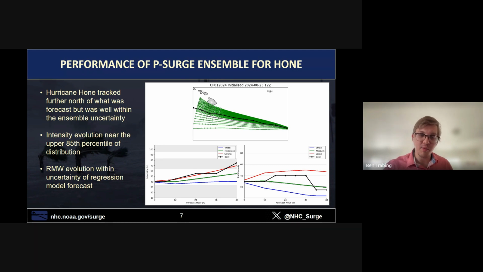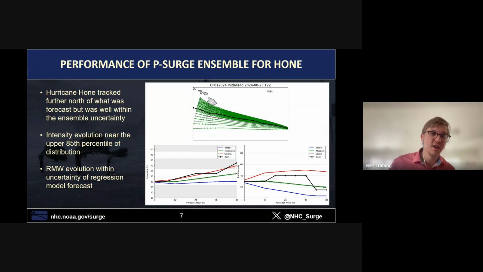The intensity was a little bit more mixed. It was near that upper bound for what we would expect based on the intensity errors from CPHC, hovering near that 85th percentile. And the RMW was pretty much always constrained within there, which was also good to see. There were really good forecasts all the way across the board. The only time it didn't do quite a great job was 12 hours prior to the closest approach to the Big Island, where Hone rapidly intensified by 20 knots in 12 hours. That really wasn't well forecast, and because of that, it also wasn't well communicated within the P-Surge ensemble.